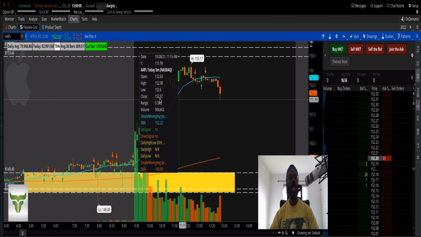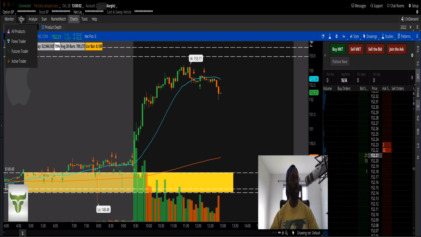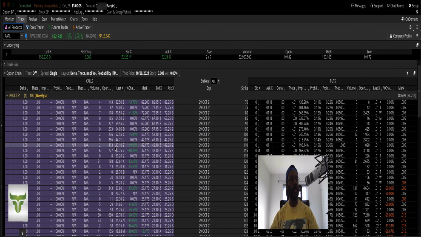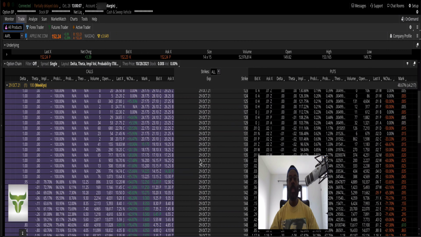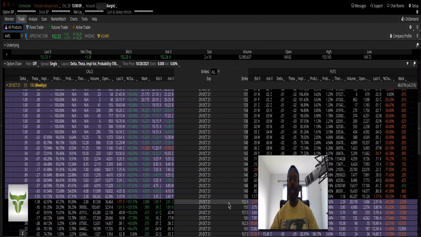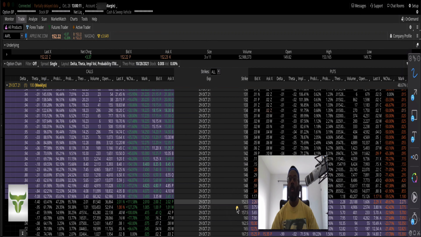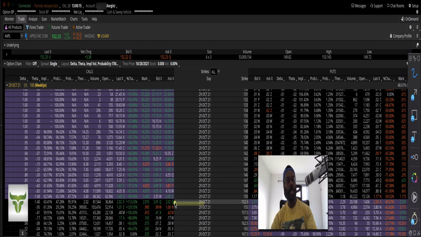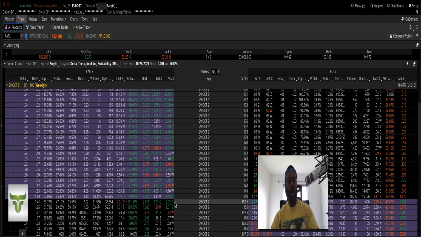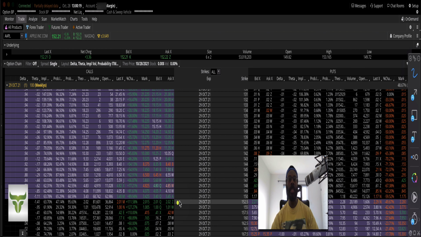So what I did now is we go over to the option chain so that you can see exactly what's going on. I show the option that I picked out. It was the 152.50 strike. And I'm going to show you what happened there so you can see that. Why did I pick the 152.50 strike? I picked it because of this right here.